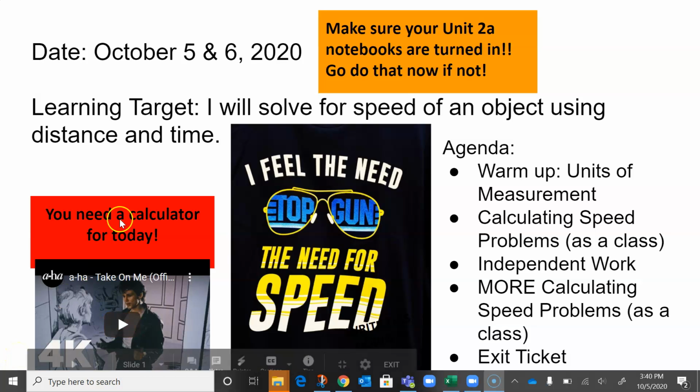Hi everyone. Our learning target for today is: I will solve for speed of an object using distance and time. And I will quickly go through our slides from class today. I'm going to show you how you calculate for speed using distance and time.